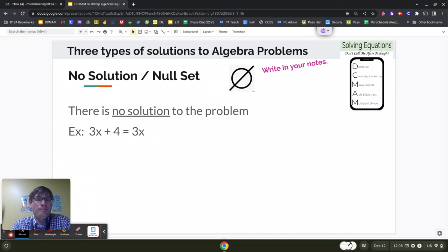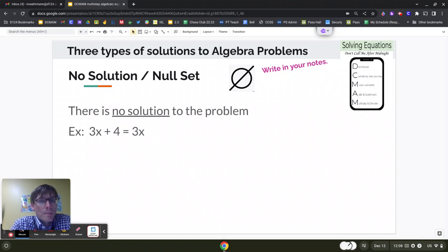We're going to look at the next type, where there is no solution to an algebra problem. So no solution to an algebra problem. So again, write this in your notes. Our second type is no solution, which we would call a null set. And that symbol there of that 0 with the line going through it, that represents null set. So that means null set or no solution. So you can write that symbol when there's no solution, or you can write the words no solution, or you can write the words null set. All right. Being a lazy mathematician, I would go with the circle with the line through it that represents null set. So what does that mean? That means there is no solution to the problem.